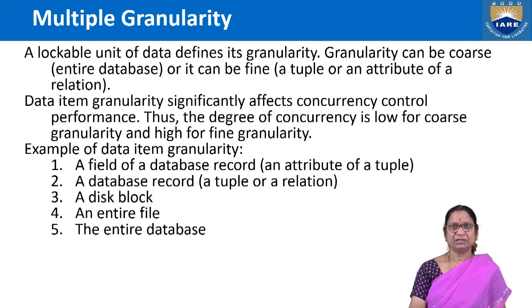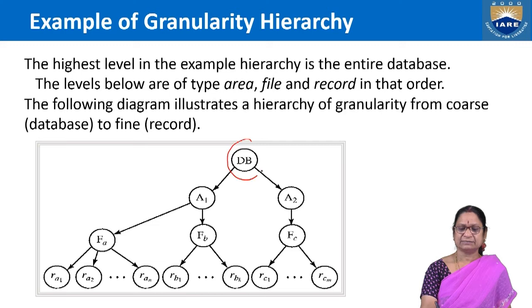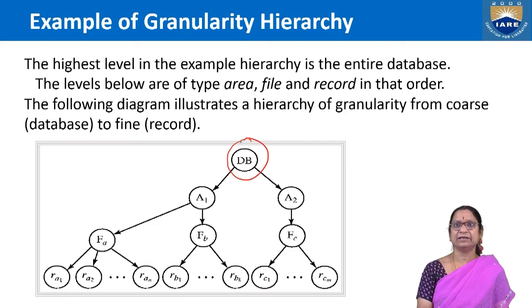I'll give an example of the granularity. A field, a database record, that is a tuple or a relation, a disk block, or the entire file or entire database. A tree structure was shown, you observe. This is the higher granularity, that is this database. This is the coarse granularity, and all these are further divided.